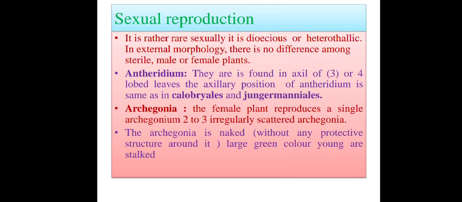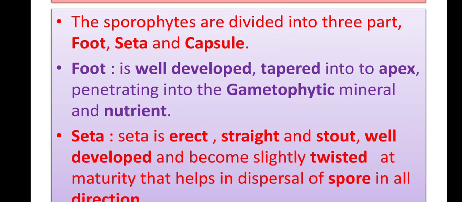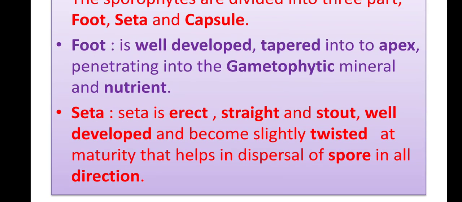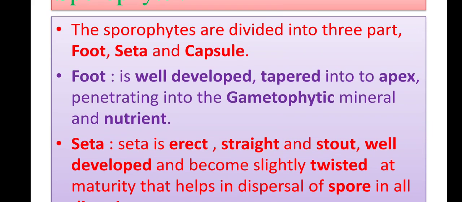Is that clear? Next characteristic: after the anthrozoids and egg cells mate with each other, fertilization occurs. After fertilization, the zygote is produced, and the zygote develops into the sporophytic plant body. Is that clear? This structure we have already studied in the previous lecture.